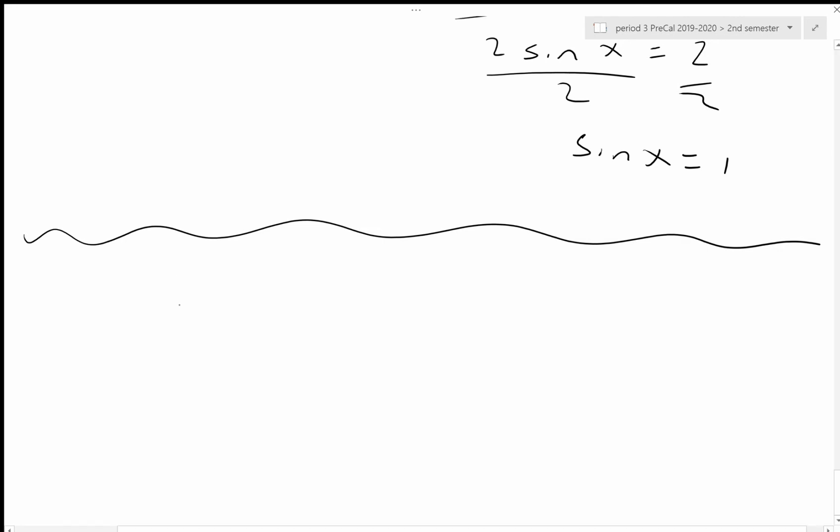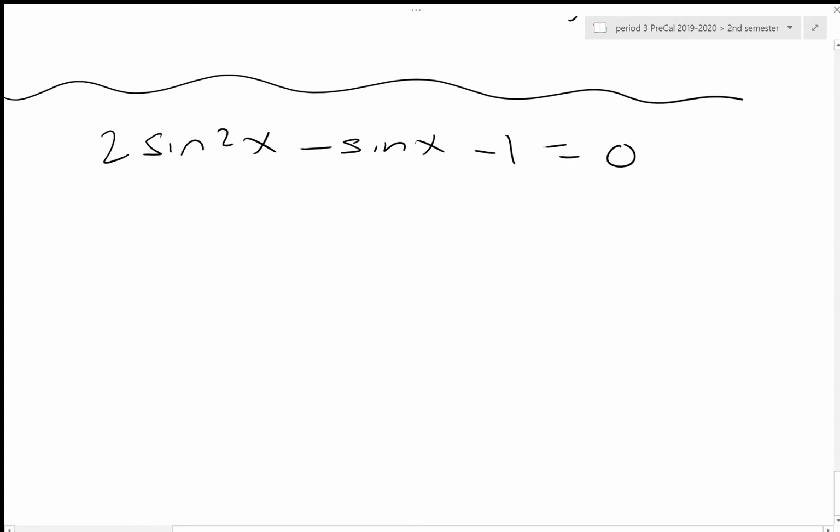Two more examples. We have 2 sine squared of x minus sine of x minus 1 equals 0. Now, based off what I told you, your first thing is to try to put plus 1 over here. But we really can't do that since we have this minus sign here. It's going to mess us up.